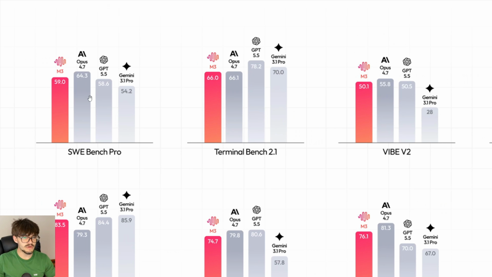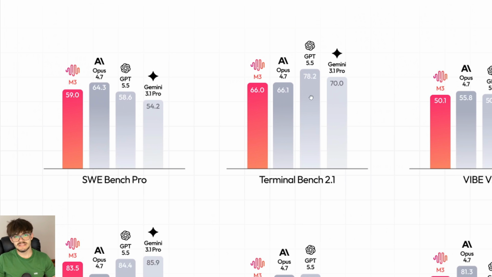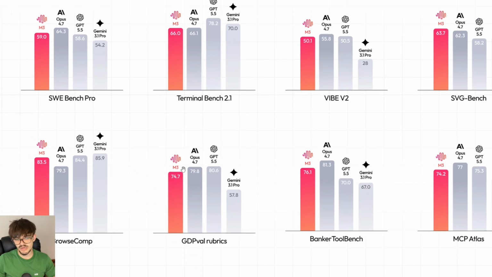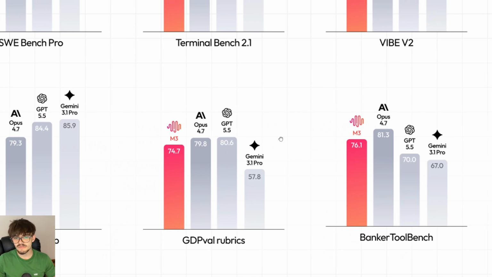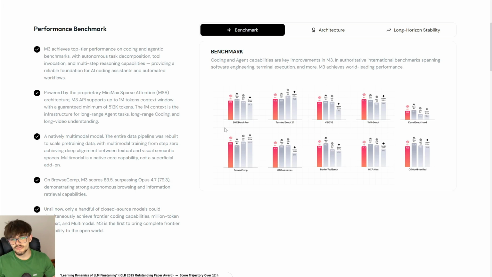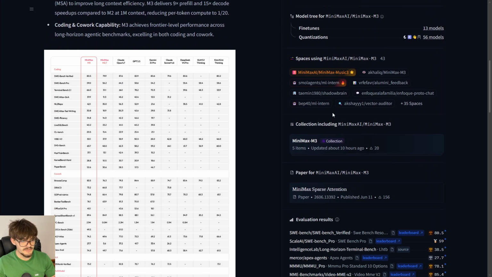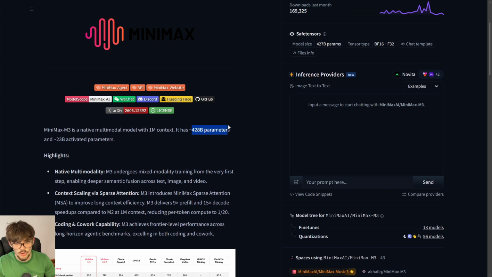Some stuff worth knowing about this M3 model is that in terms of performance, in different benchmarks, as you can see, it's very close to other very popular models such as Opus 4.7, GPT 5.6, at a fraction of their cost, okay? M3 is open weight, in Hugging Face, with billions of parameters, and has 1 million context.